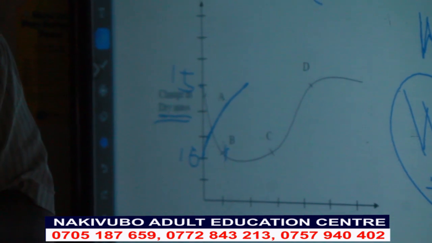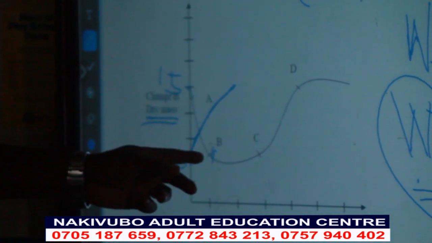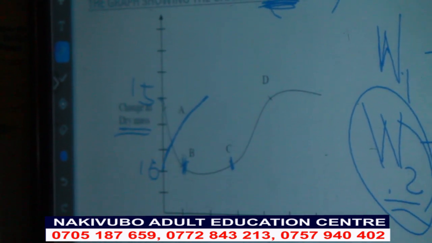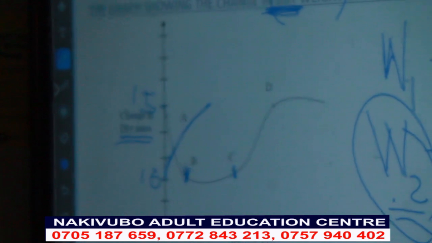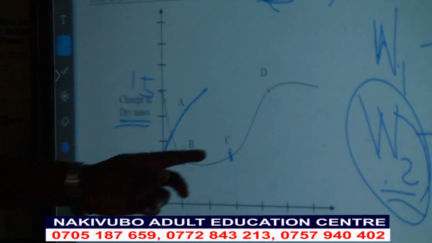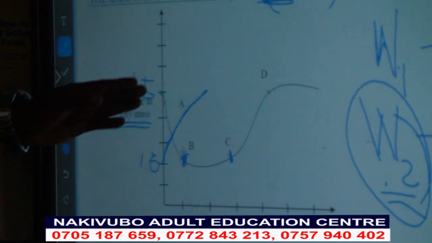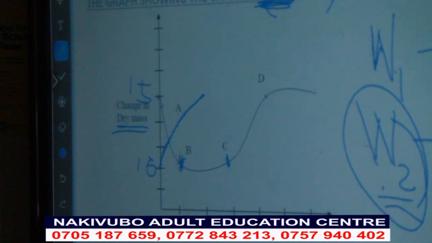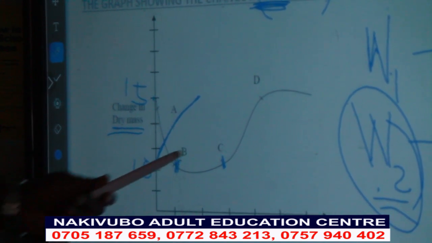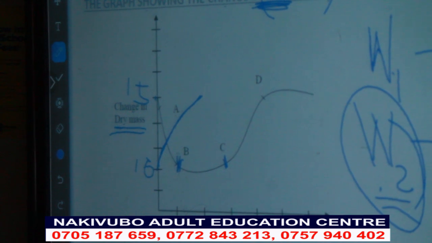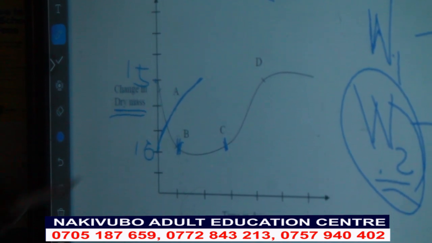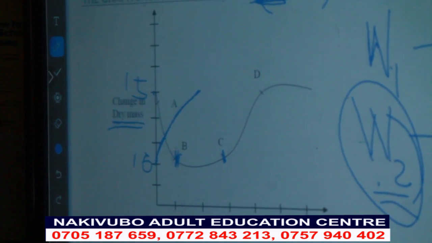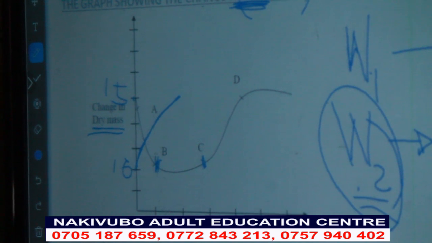Now, after 3 to 4 days, we have this distance from B to C. From B to C, the dry weight is almost constant. Are you seeing it? It is almost constant between B and C. Why is dry weight constant here? Respiration.